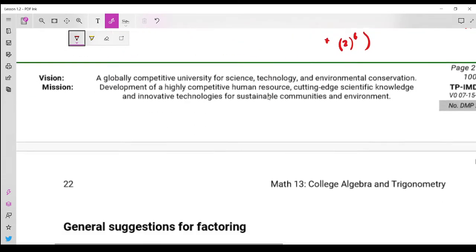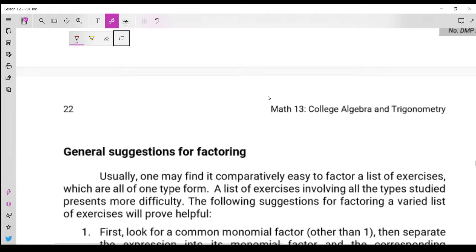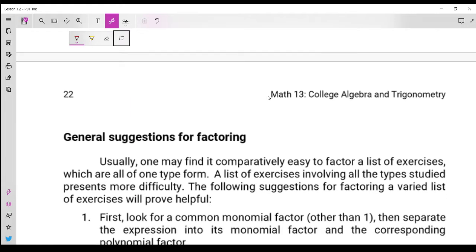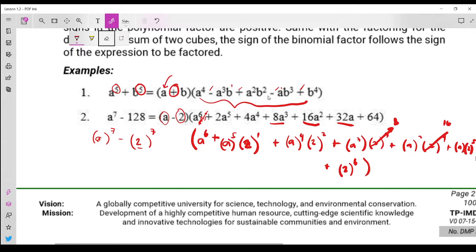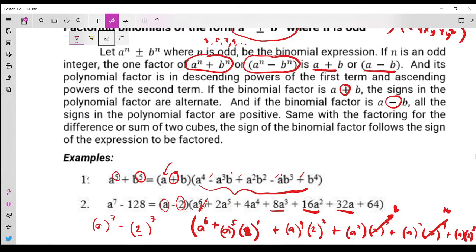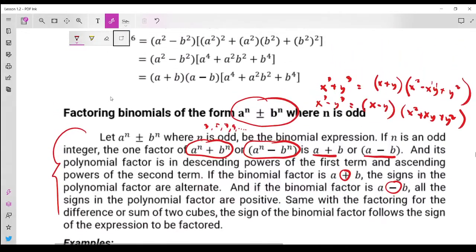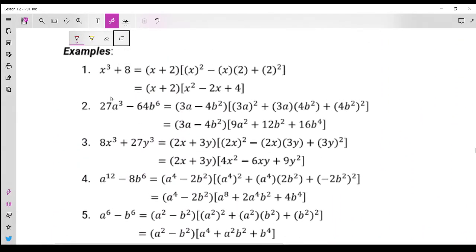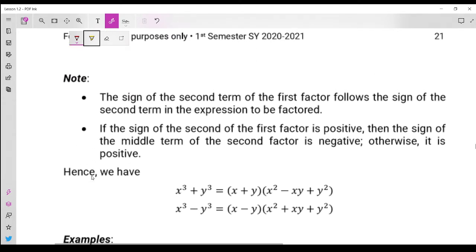Okay, so now let's have your general suggestions for factoring. This will be the last topic for lesson 1.2. Usually one may find it comparatively easy to factor a list of exercises which are all of one type or form. So for example, this one is very easy because we know that these two examples are under this factoring. In factoring this, you're just going to follow the steps. Or this one, when you factor this, it's very easy because we know that these 5 examples here are just examples of factoring the sum or difference of 2 cubes.